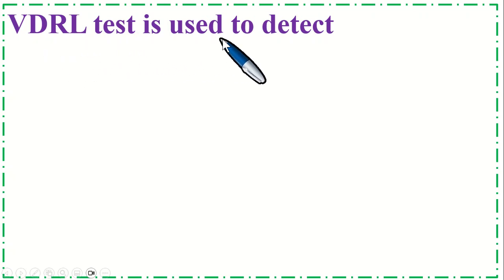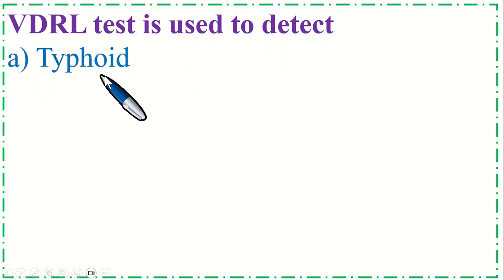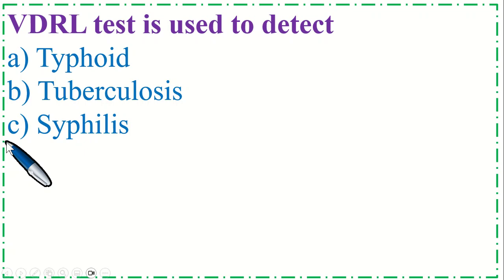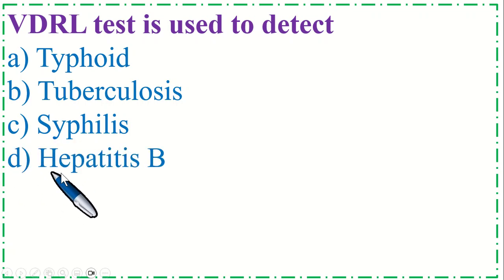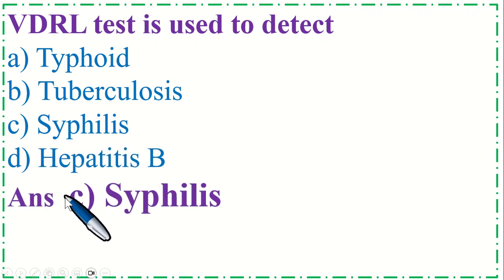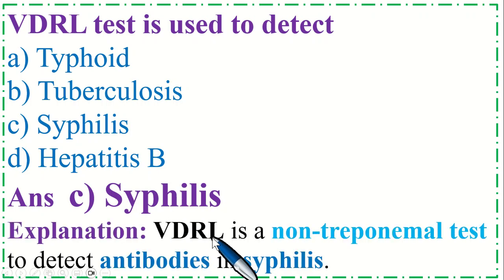VDRL test is used to detect option A typhoid, B tuberculosis, C syphilis, and option D hepatitis B. Option C, syphilis, is the correct answer. VDRL is a non-treponemal test which is used to detect antibodies in syphilis.